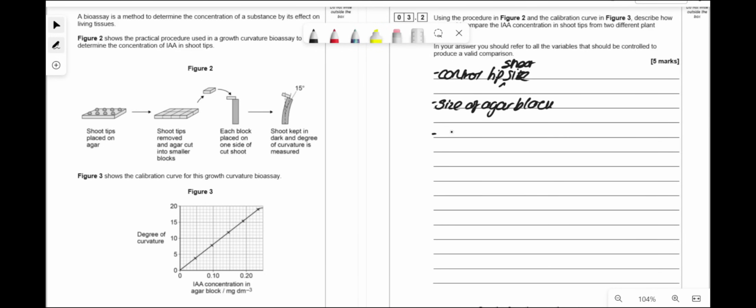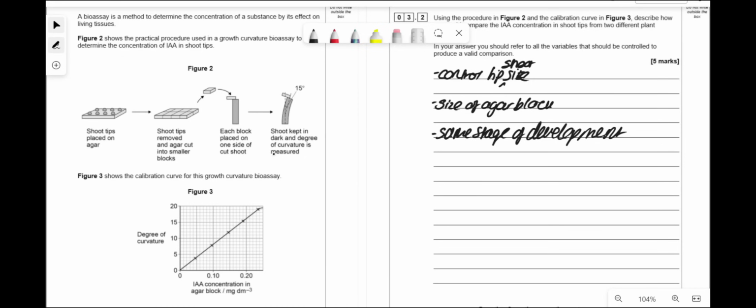Now, we also need to think about what kind of plants we're getting these from. So obviously they're two different species, but what if we have a really wilted, battered up plant that's gone through the trenches versus a really fresh, nice plant? So we need to try and find shoots at the same stage of development or growth. So same stage of development.